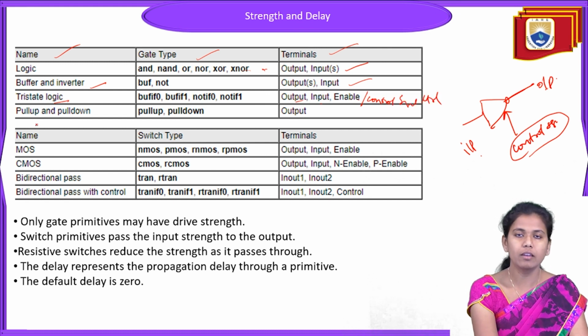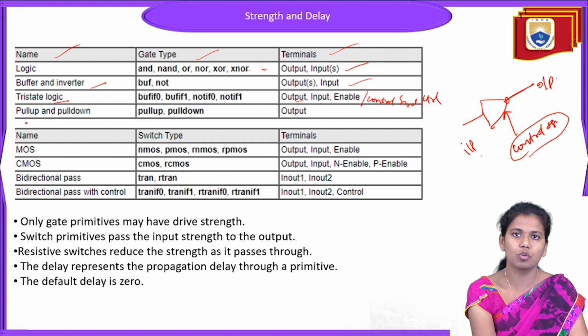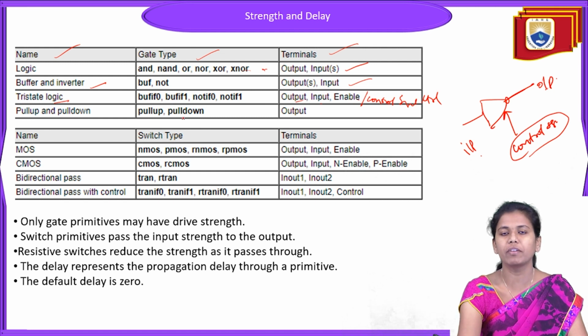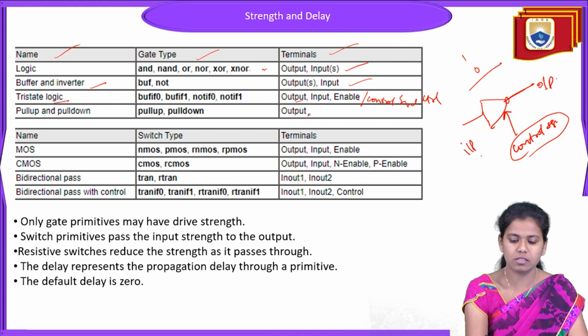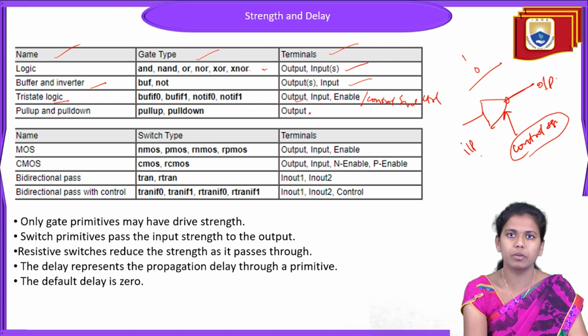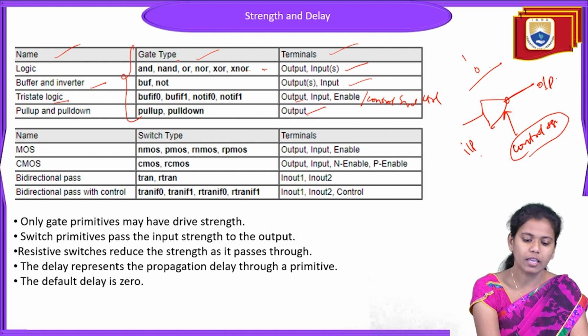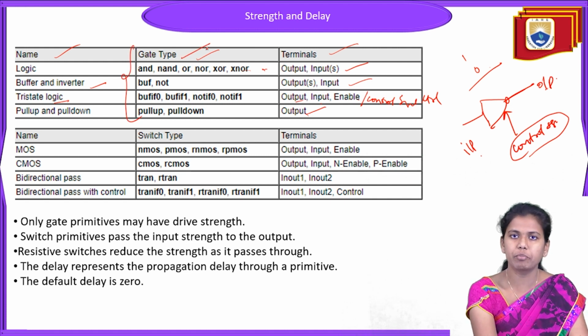Okay, and then pull up and pull down resistors. For these, the gate type is pull up and pull down. For pull up, usually when the output goes from low to high, it is a pull up. When it goes from high to low, there is a pull down. In the terminal list, we will represent only the output. This is all about the gate primitives; these are the things we will observe.